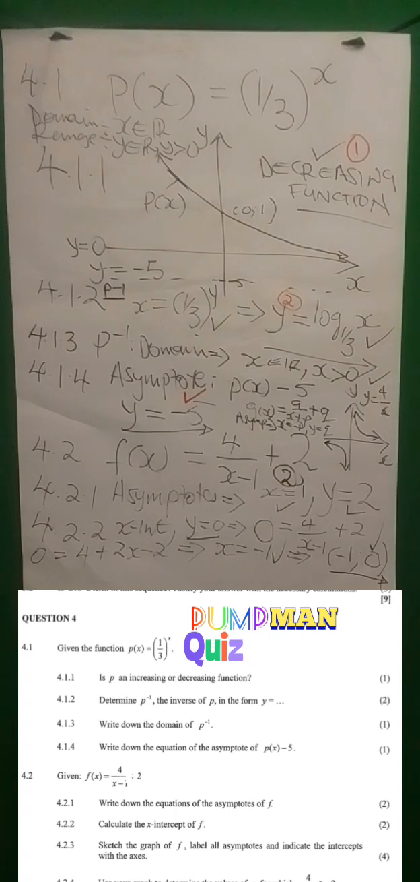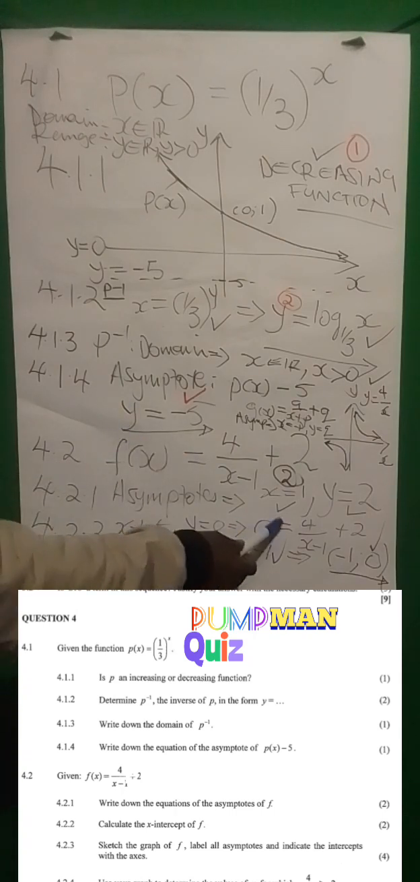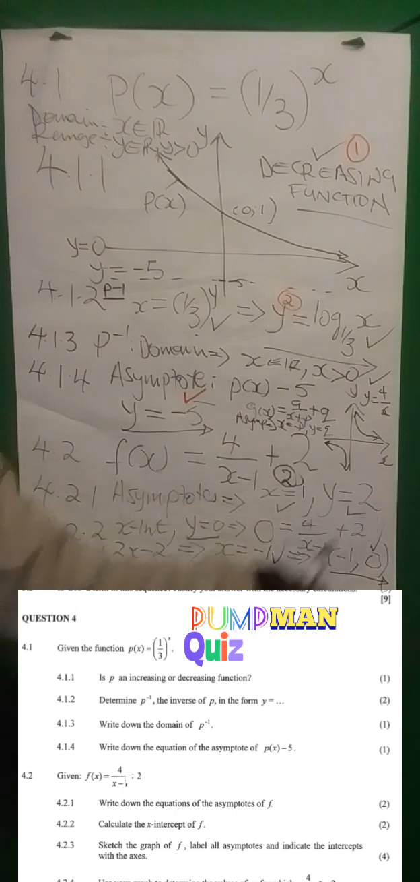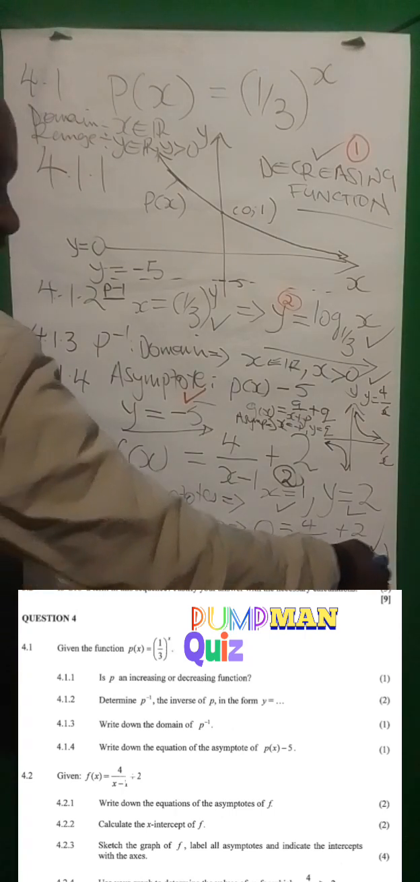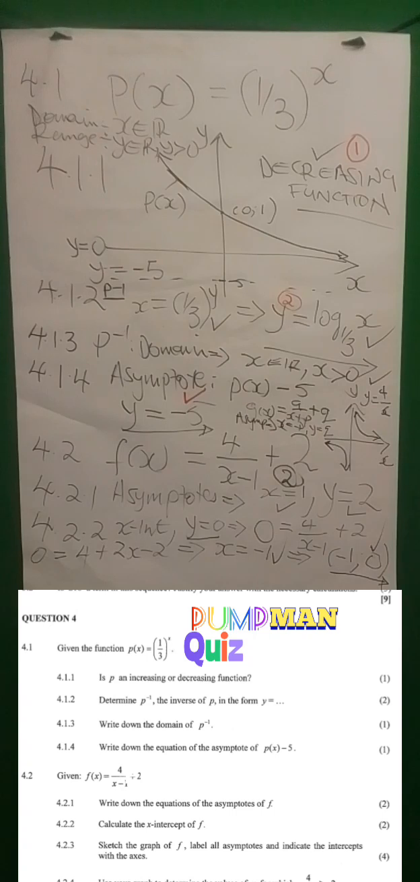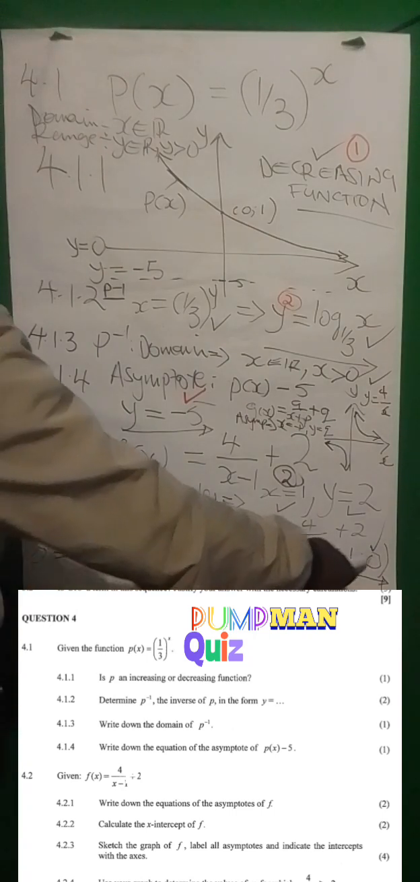At the x-intercept, we know that y is equal to 0. So we substitute for f of x, which is our y, with 0. Then we get 0 is equal to 4 over x minus 1, plus 2. We make x the subject of the formula. So for x, we get x is equal to minus 1. We write it as a set of coordinates like that, which means my x-intercept is (minus 1, 0).